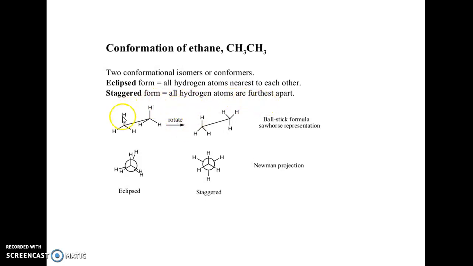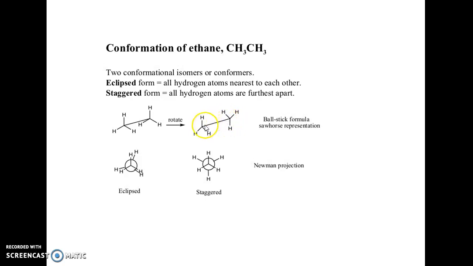In this case, this is the Sawhorse representation of the ethane molecule, wherein the 2 carbons are bonded by a single bond with 6 hydrogens, 3 on each carbon atom. This is the eclipsed form of ethane, represented in Sawhorse representation, which we can also call a ball stick formula. And if this is rotated, we can see the interconversion into the staggered form, with the same number of carbons and hydrogens, but differing only in the arrangement of the hydrogen atoms on one carbon atom.